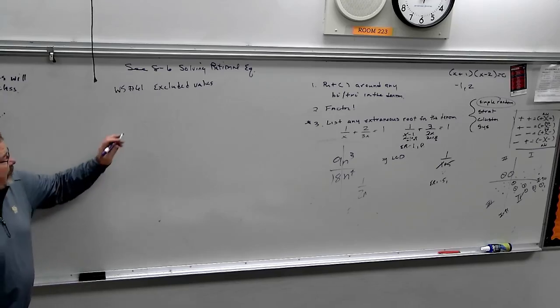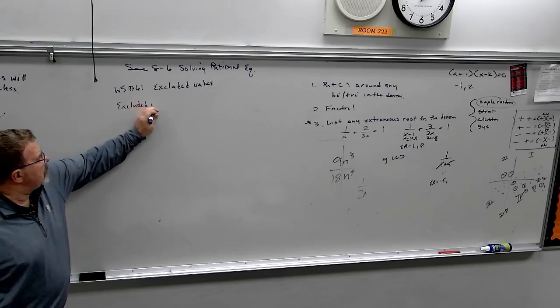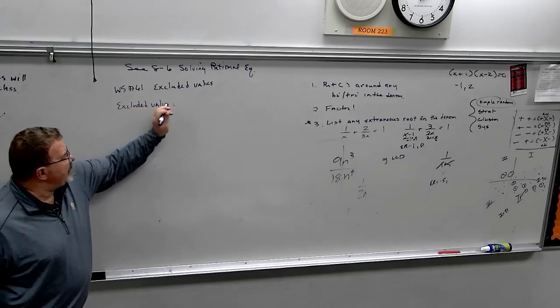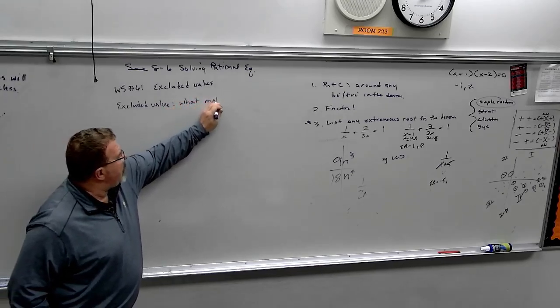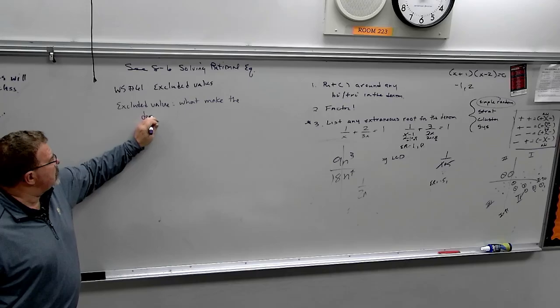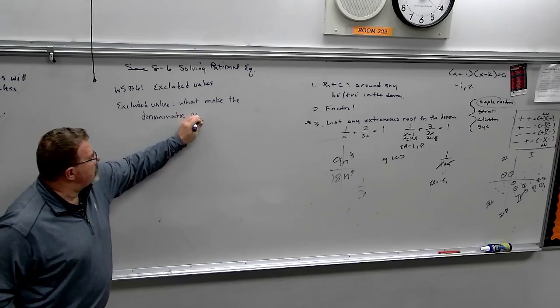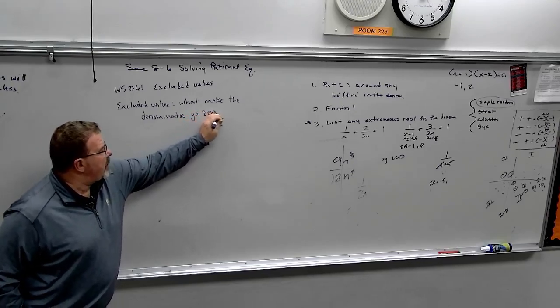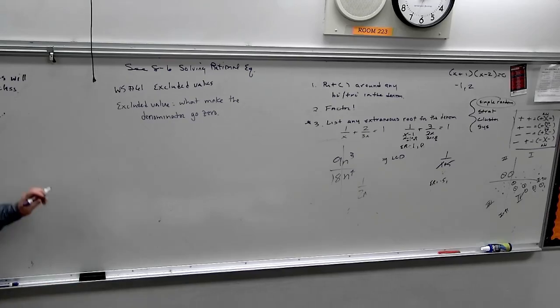Here's what an excluded value is. If I were to define it, it's what makes the denominator go to 0. And after you see a couple examples, you'll easily figure it out. There's a kind of a shortcut on one of them. So when I talk about excluded value, here's what.